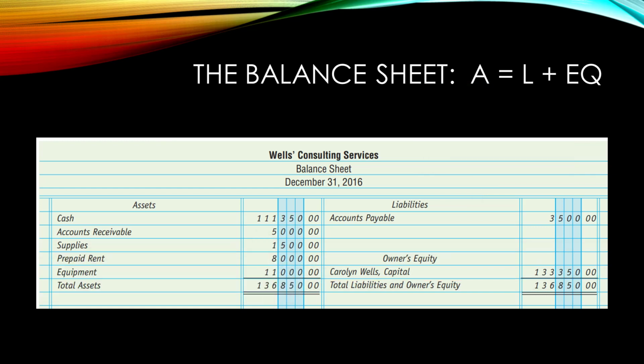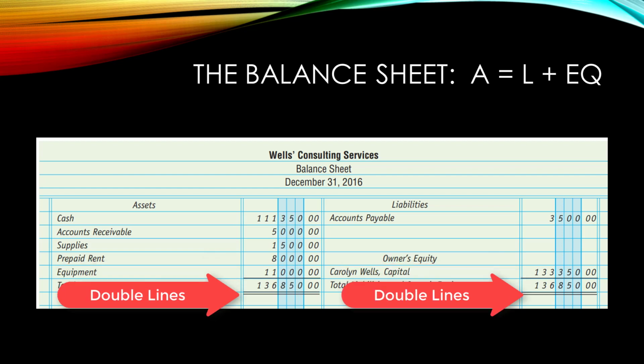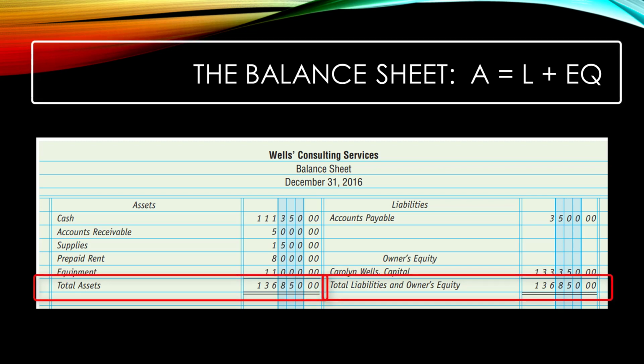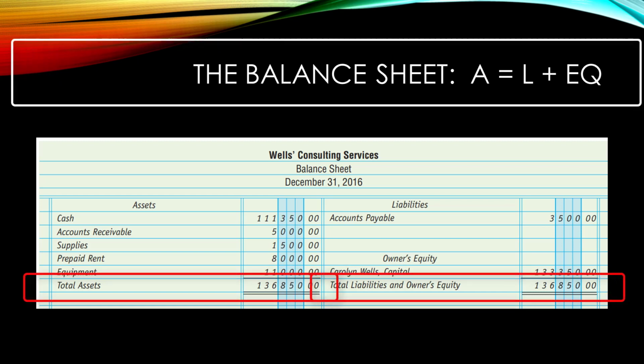A couple other things to note on the balance sheet. Notice that this is the only statement that has a set of matching single lines before the math operation and double underlines to show that both sides of the equation are in balance. Once again, the purpose of the balance sheet is to prove that that fundamental accounting equation is in balance.